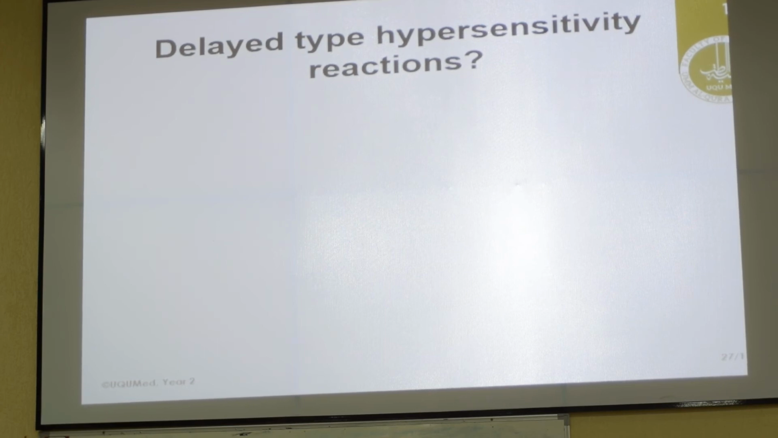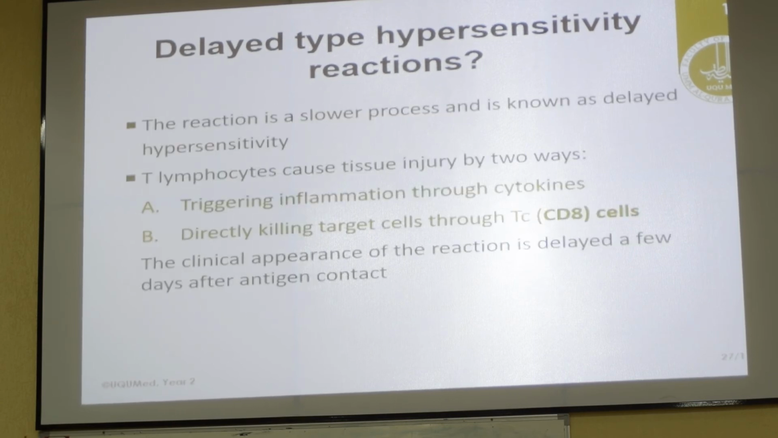Now we'll go to the delayed type hypersensitivity. Just one is done so far. So delayed type hypersensitivity is type 4. It is mainly concerned with T cells. The reaction is slower, that's why it is called delayed, and it is mainly caused by the T lymphocytes, either by CD4 cells through cytokines or CD8 cells by direct damage.